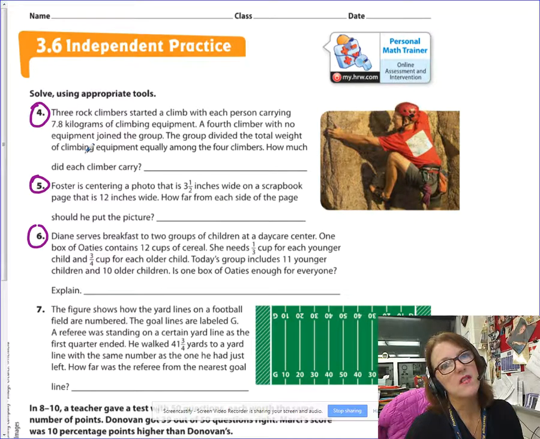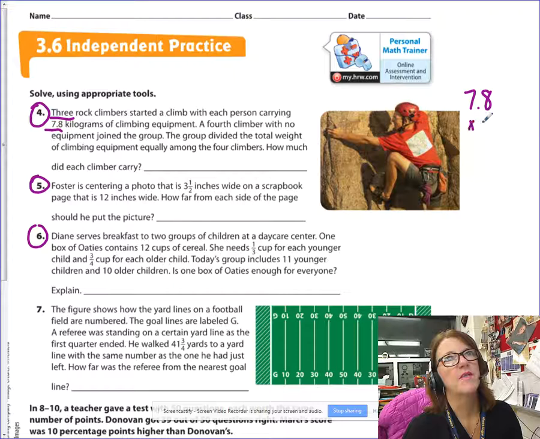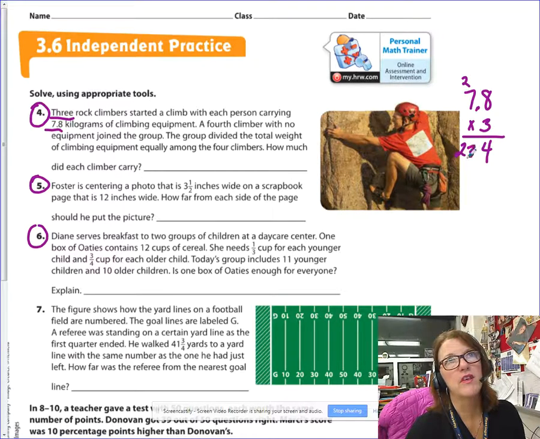So here was the thing about question number 4. Read through it first, because you start off with 3 rock climbers, and each person is carrying 7.8 kilograms of equipment. So off to the side, I'm thinking, all right, I've got 3 people. Each of them is carrying equipment. This 4th climber has no equipment. They're joining the group. So realizing that that's unfair, what they're going to do as you read through this, 1 decimal place, this is the total amount of weight I have right now distributed amongst 3 people. The group decided to divide the total weight equally among the 4 climbers.